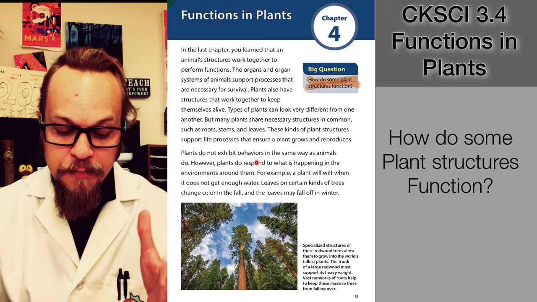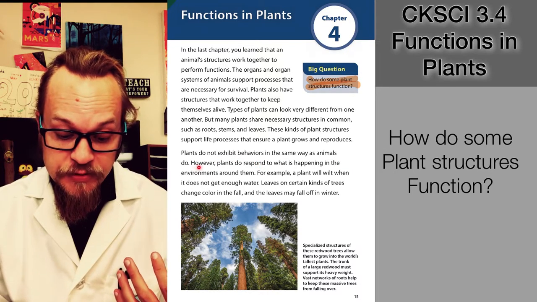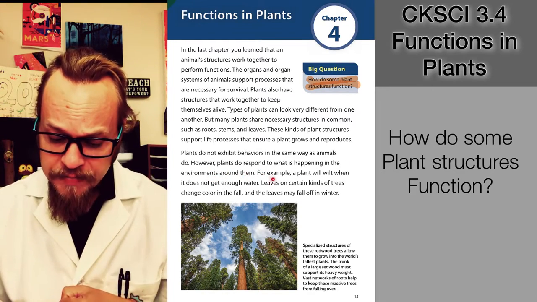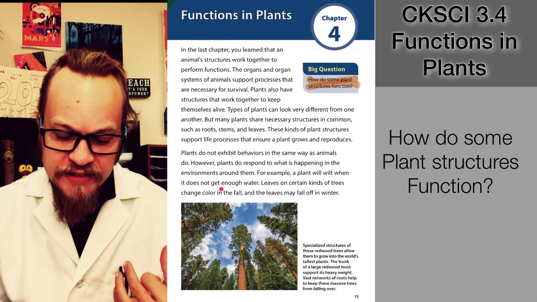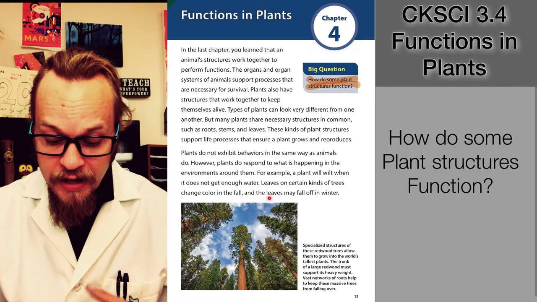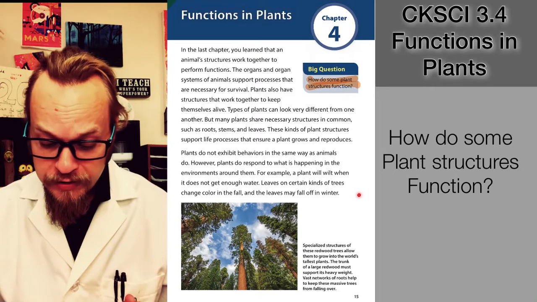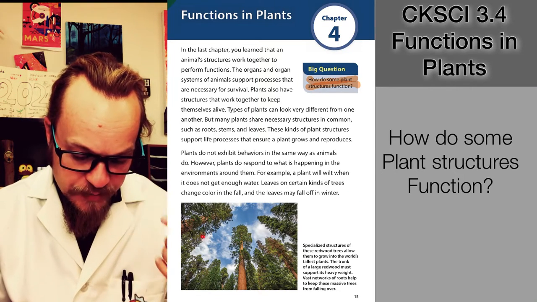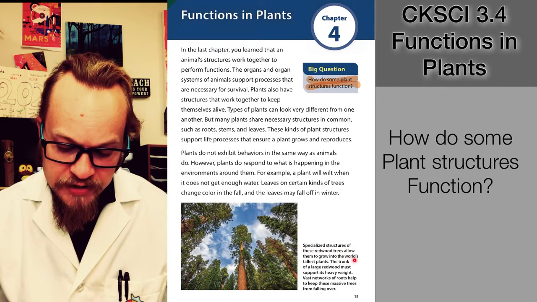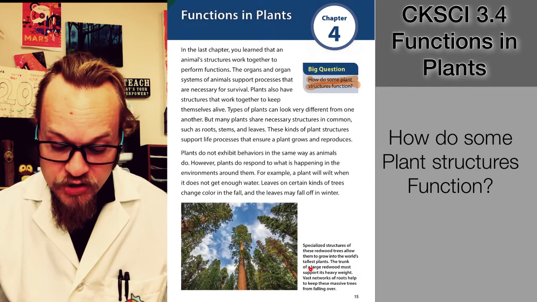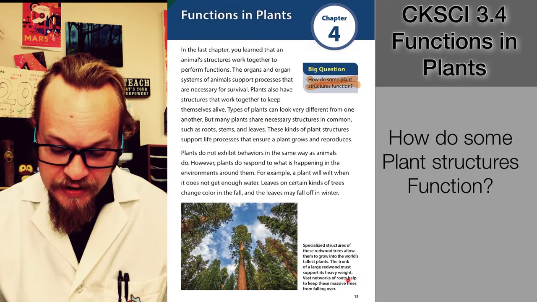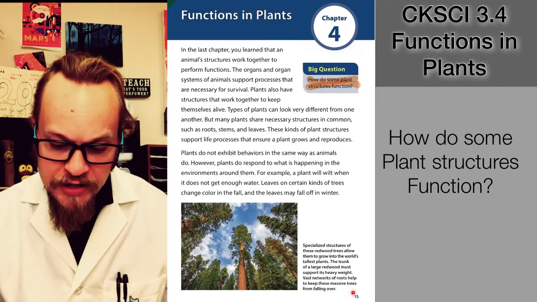Plants do not exhibit behaviors in the same way as animals do. However, plants do respond to what is happening in the environment around them. For example, a plant will wilt when it does not get enough water. Leaves on certain kinds of trees change color in the fall, and the leaves may fall off in winter. So here we have a picture of some redwood pines. Specialized structures of these redwood trees allow them to grow into the world's tallest plants. The trunk of a large redwood must support its heavy weight. Vast networks of roots help to keep these massive trees from falling over.